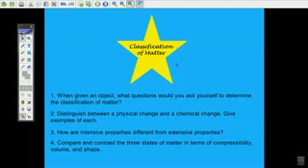This is Unit 2, Classification of Matter. Make sure at the end of the tutorial you're able to answer these 4 questions.